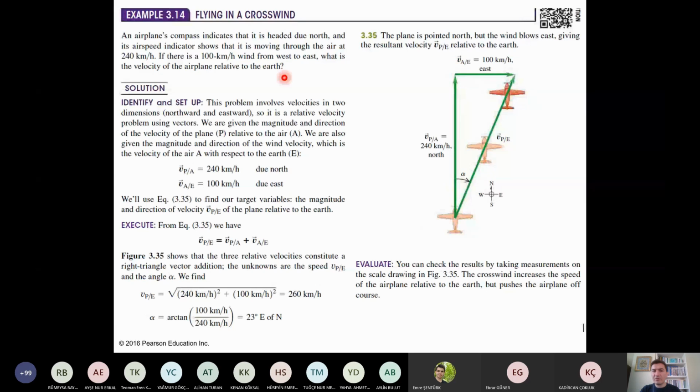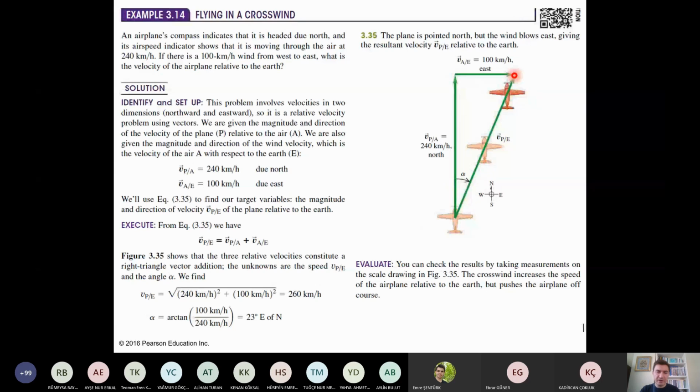So this was the velocity of plane relative to the air, and the question asks what is the velocity of plane relative to the earth. So what do you see here? This is the velocity of plane relative to air, and this is velocity of air relative to earth. And the question asks this one. So this is one vector, this is another vector. If you apply head to tail method, you can find the resultant vector, which is the velocity of plane relative to earth. Okay, you can easily calculate.